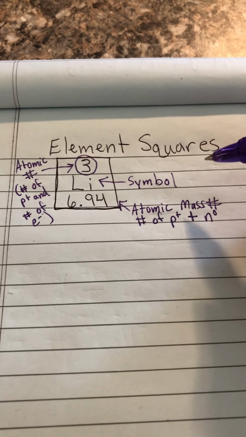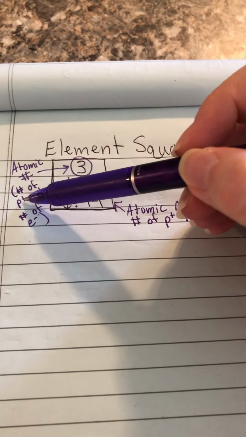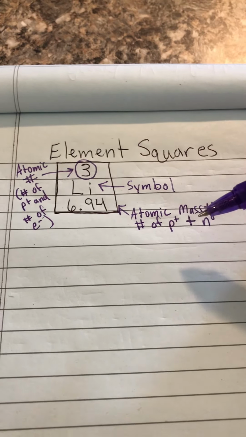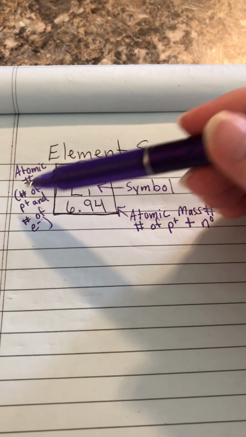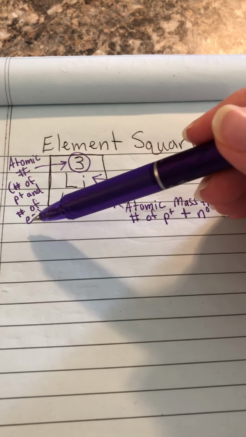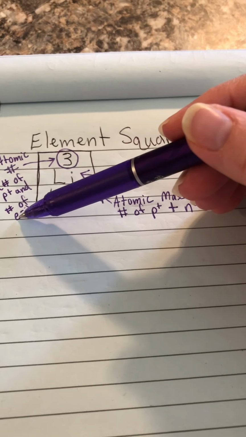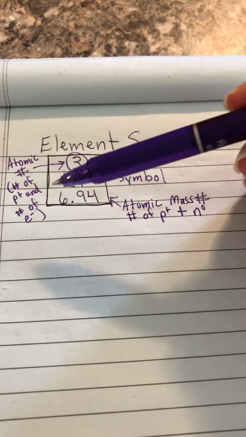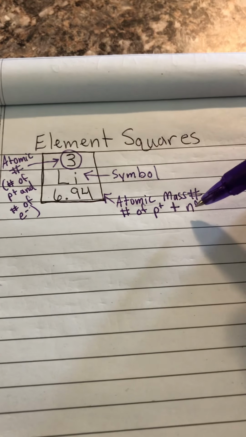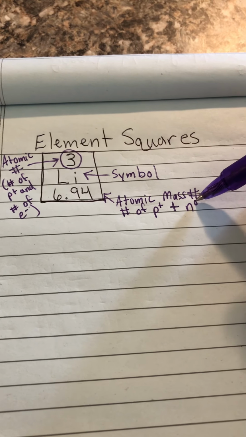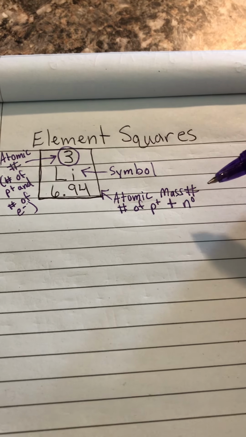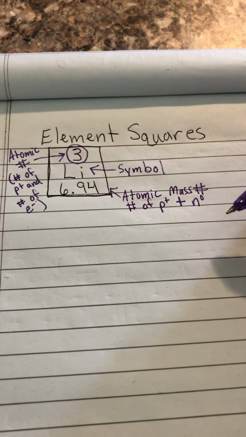Oh, and by the way, I should have said this. These symbols you should have learned while I was gone. P with a plus sign above it, that's the symbol for proton, lowercase e with a negative sign, that's the symbol for electrons. And N with a little 0 above it, that is the symbol for neutrons.